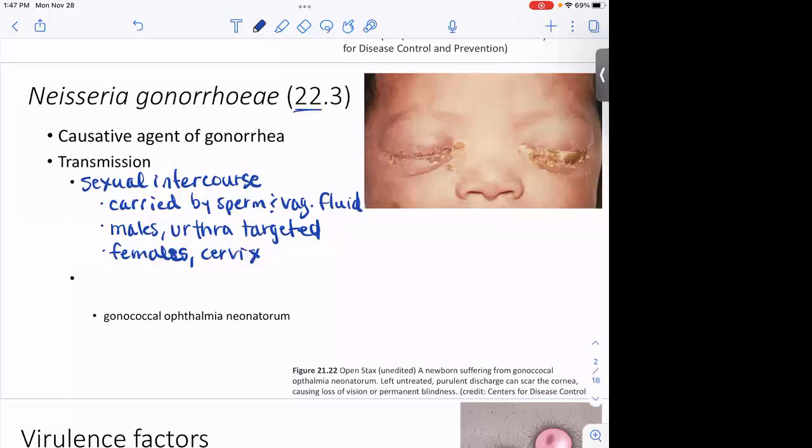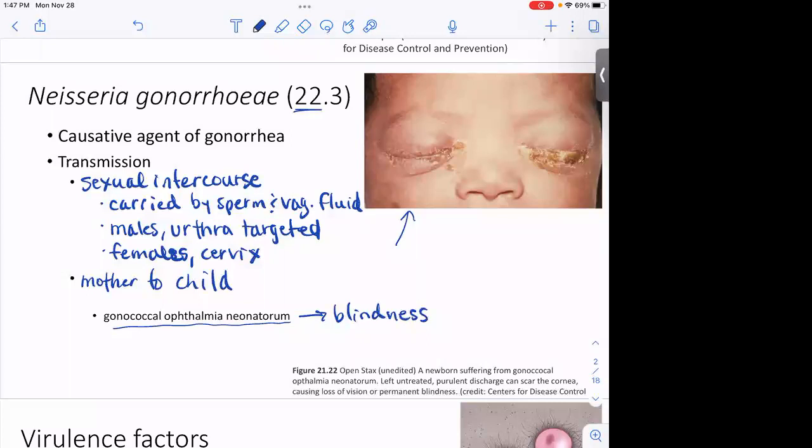Okay, the other way it's transmitted is from mother to child. Okay, during birth, and the way that will manifest in the newborn baby is with this really nasty conjunctivitis in the eyes that they call gonococcal ophthalmia neonatorum, and that can result in blindness. So an infection that can lead to blindness.